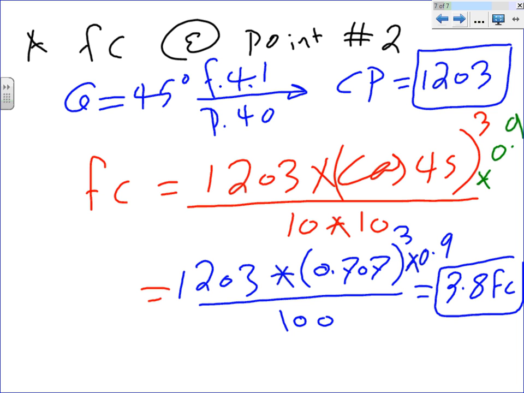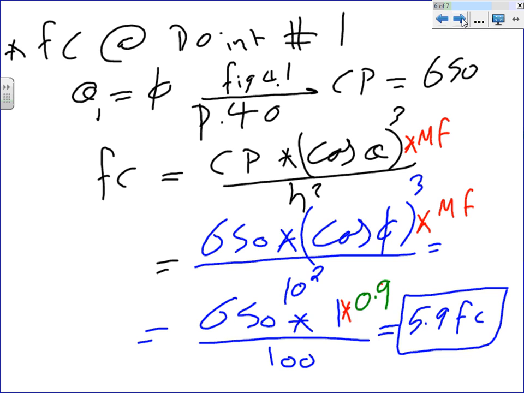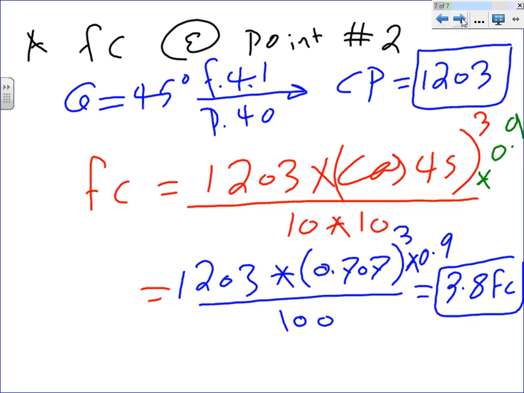Any questions, guys? So 3.8 foot candle. 3.8 foot candle at 45 degrees. What was the first one? 4.9. So it's a little bit less. We're going further away.